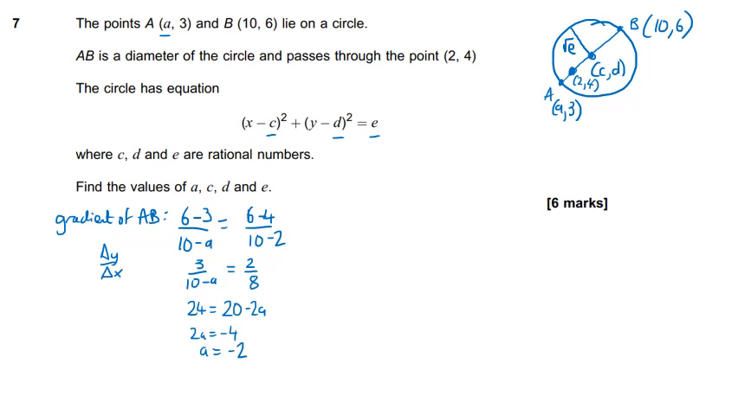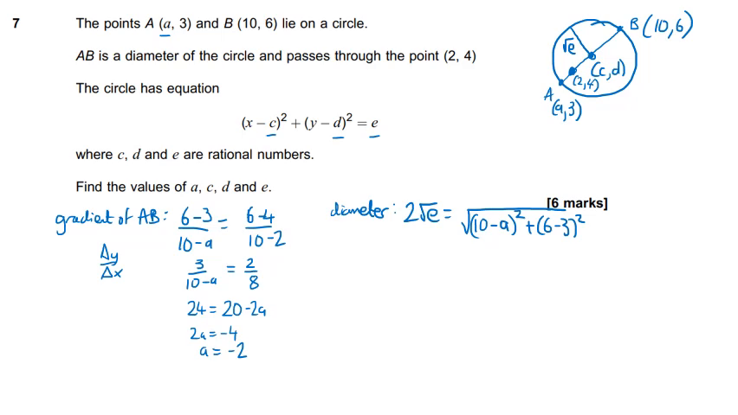Well, with that diameter, we know that the radius was root e. So the whole diameter is 2 root e. So we've got 2 root e is equal to the distance from A to B. And how do we find the distance between 2 points? We use Pythagoras. So we've got the distance in the x values, which is 10 minus a, squared, plus the square of the distance between the y values, so 6 minus 3 squared.